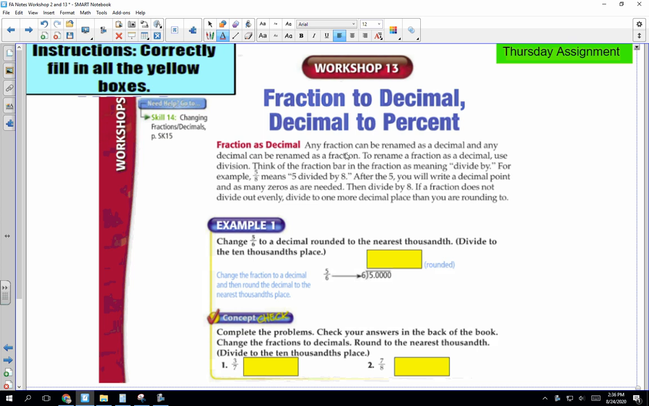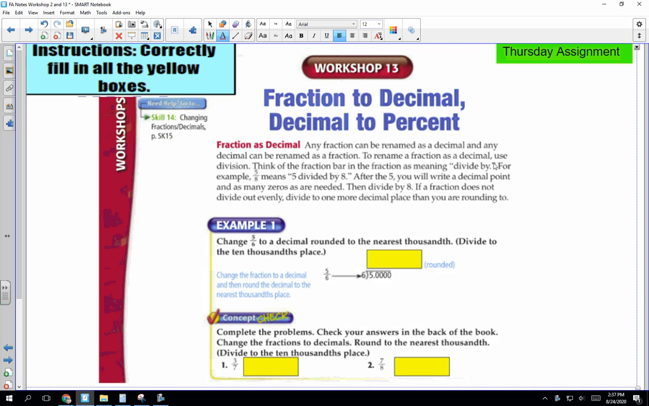Fraction as a decimal: any fraction can be renamed as a decimal, and any decimal can be renamed as a fraction. They are really closely related, and we go back and forth between the two pretty regularly in the real world, so it's really important that you know how to do that as we move on.